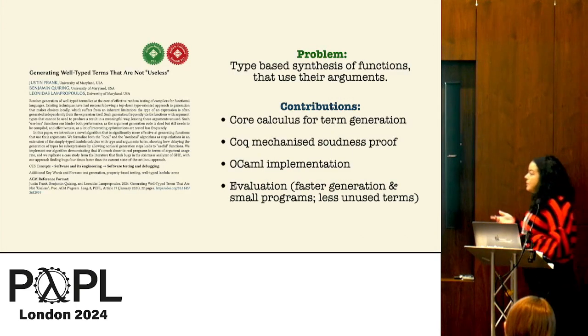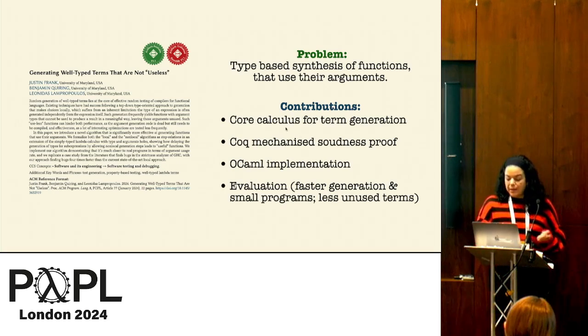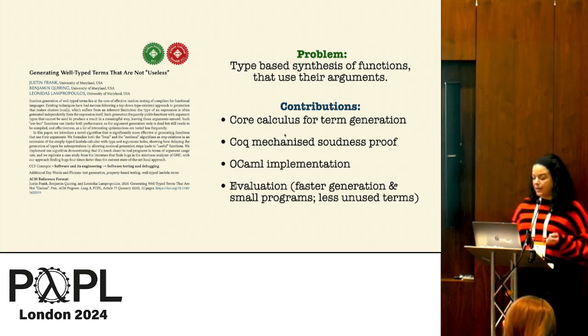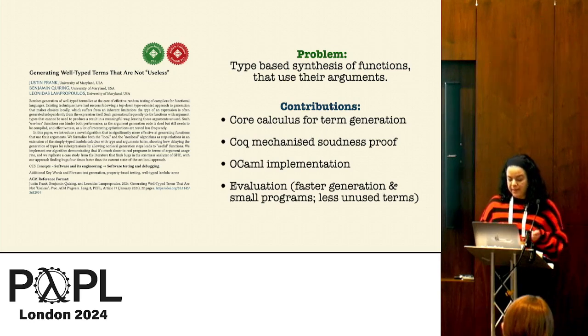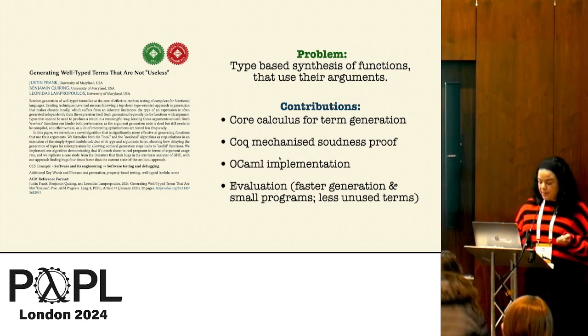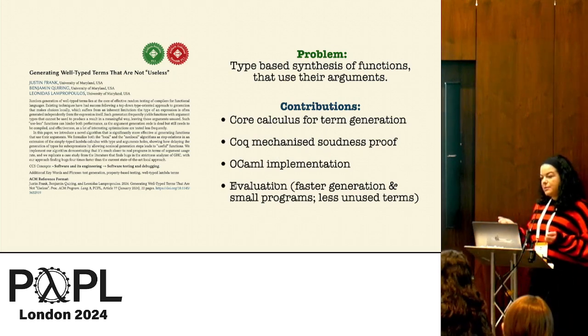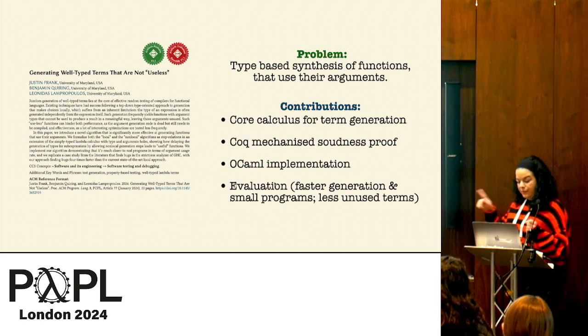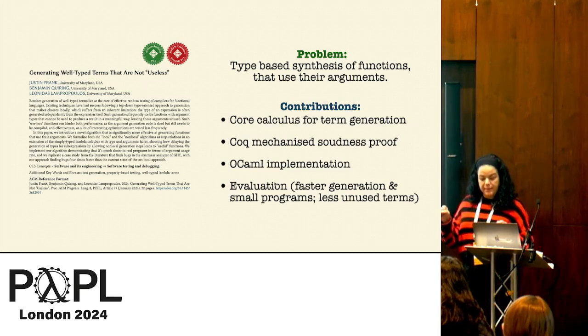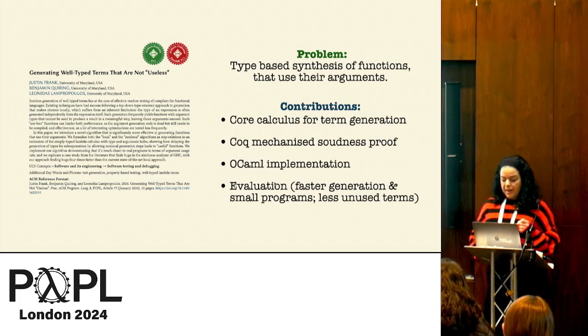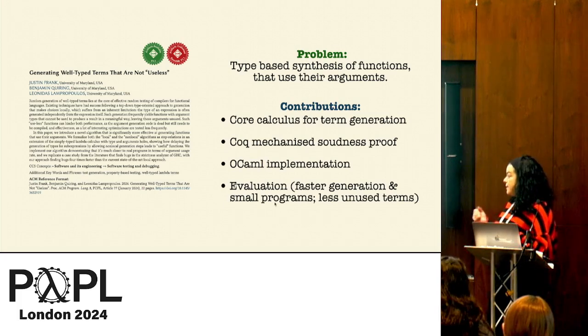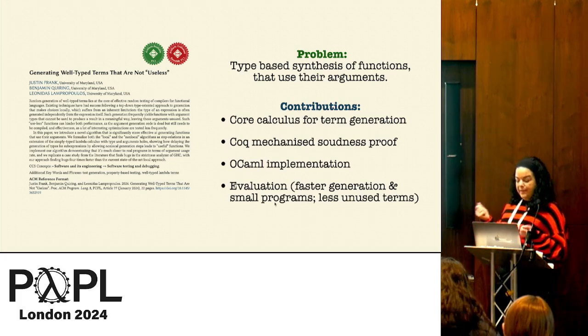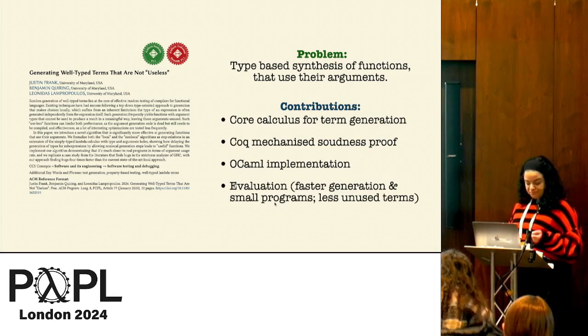So the contributions of this paper is that they develop a core calculus for term generation. They prove it sound. The proof is mechanized in Coq. They provide an OCaml implementation. And in the evaluation, they saw that using these techniques of lazy, on-demand synthesis, the synthesis is faster. And actually, the programs that they synthesize are smaller because they have fewer unused terms.